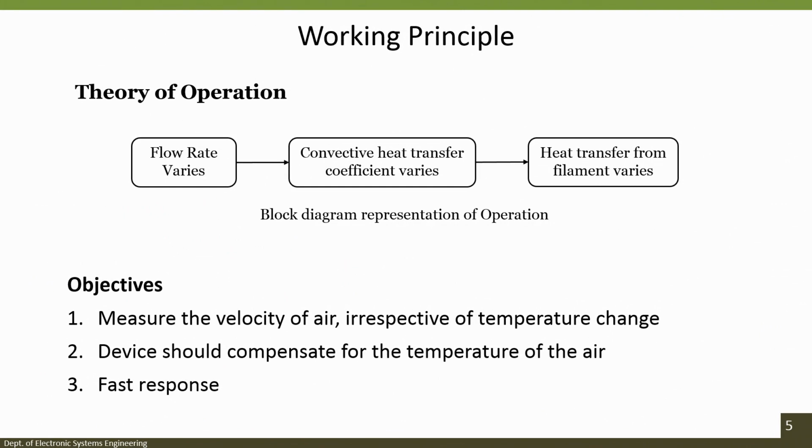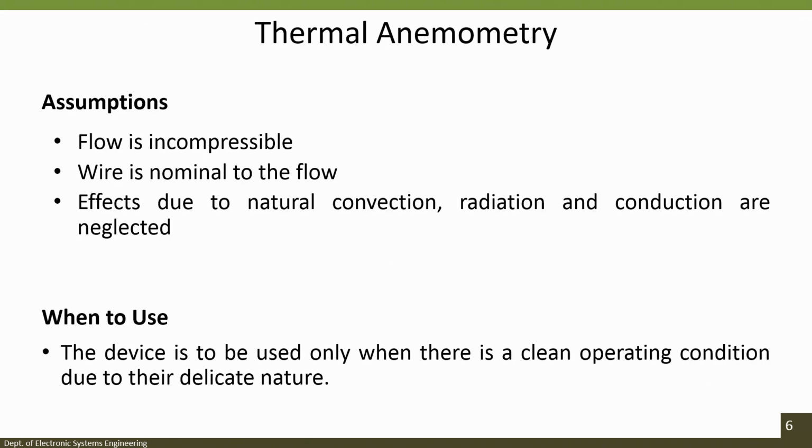And then we will see the working principle. As flow rate varies, the convective heat transfer coefficient varies, and that causes a change in the heat transfer from the filament. So, what are the objectives? Measure the velocity of air irrespective of temperature change. Second, the device should compensate for the temperature of the air, and third is fast response, right, because we need to see what the change is.